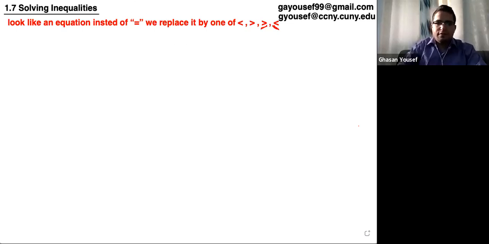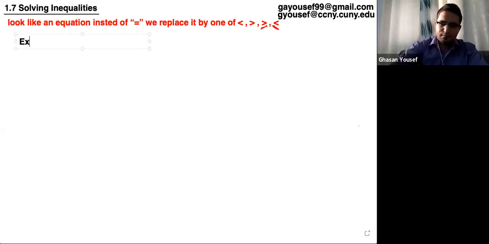This is the difference between equation and inequality. So an inequality is similar to an equation, but instead of the equal sign, we use this sign: less than, greater than, or equal, less than or equal. So I'm going to give you a simple example.